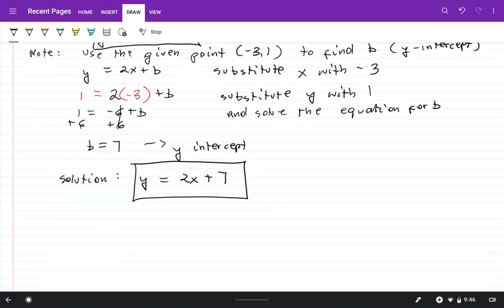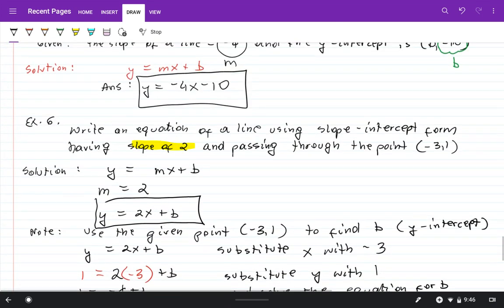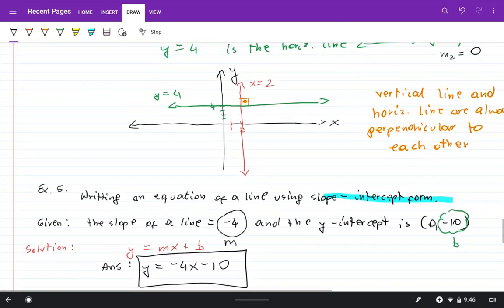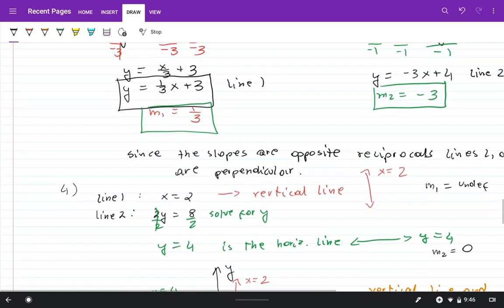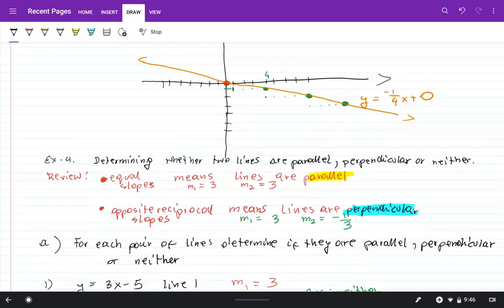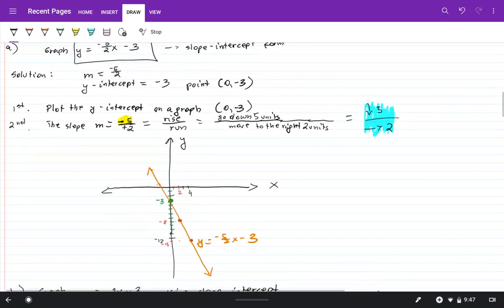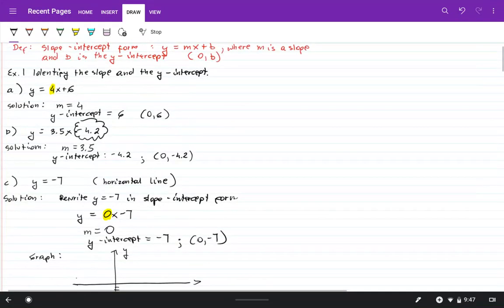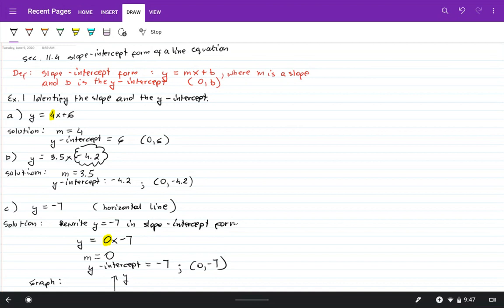So that's it from section 11.4. You have 6 different examples of problems involving slope-intercept form. Again, I really don't think that I will ask anything else on the test. So thank you for watching, and the next video will be from section 11.6.